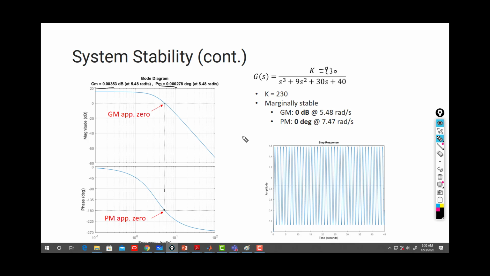So then you will tell me the system has a gain margin of 0. I told you if they are positive, it means you are stable, and if they are negative, it means you are unstable. So if they are 0, you are at a marginally stable system, a neutral stable system.